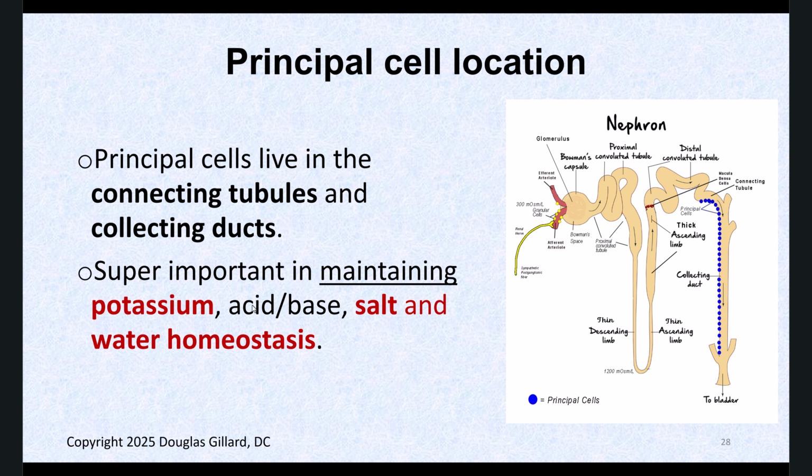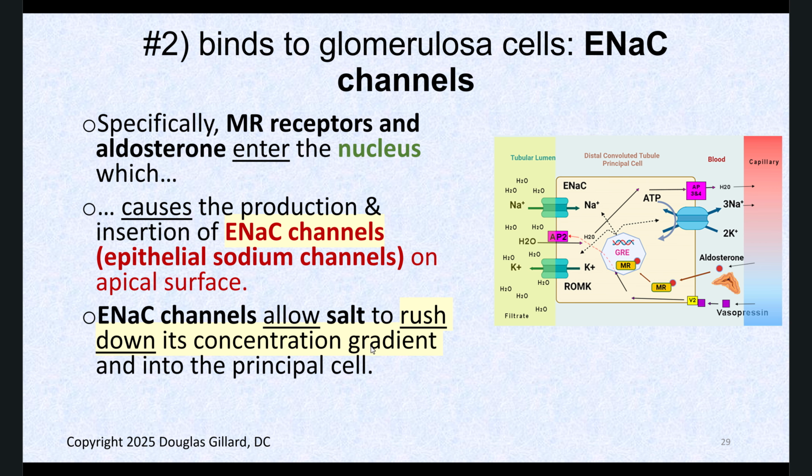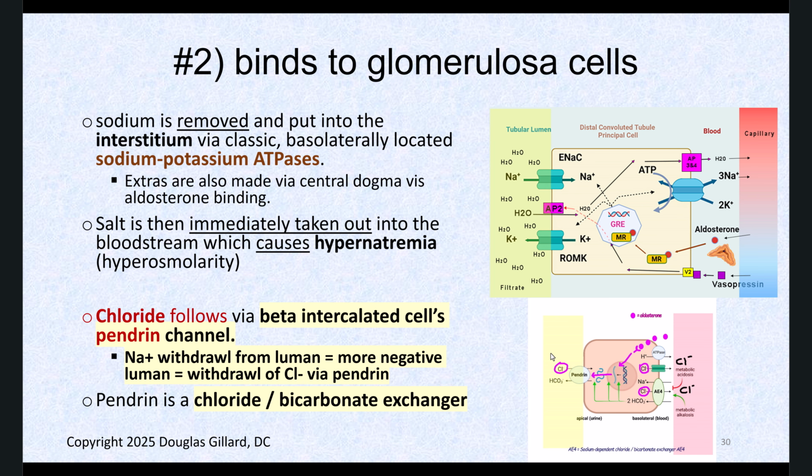That's not true. Acid base comes from alpha intercalated cells. So that one's kind of indirect, because aldosterone does stimulate that process as well. I think we talked about that last time. But water homeostasis as well. So everything I just said, you can read through this. I just said the whole thing. You can read it, but I already explained it.